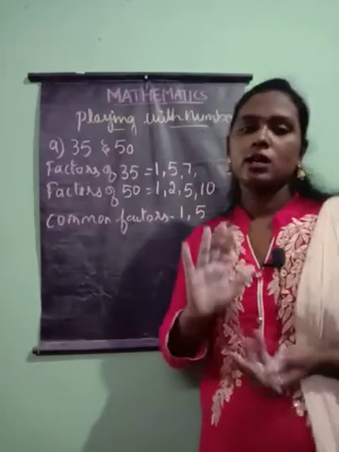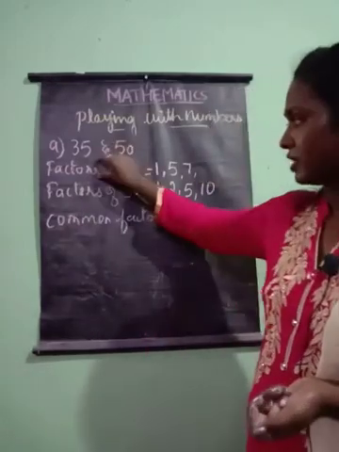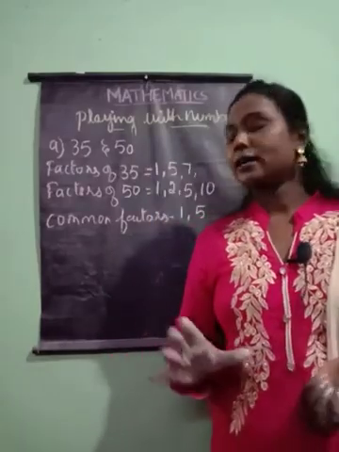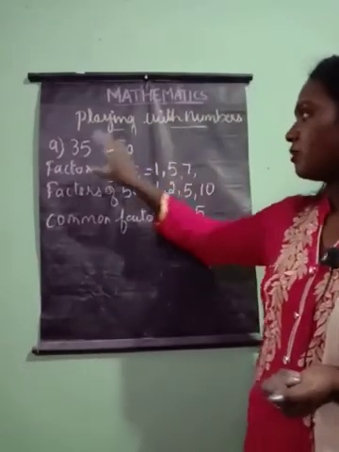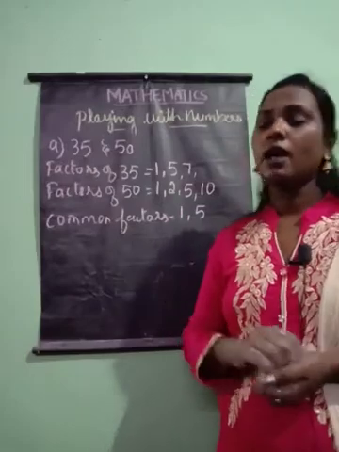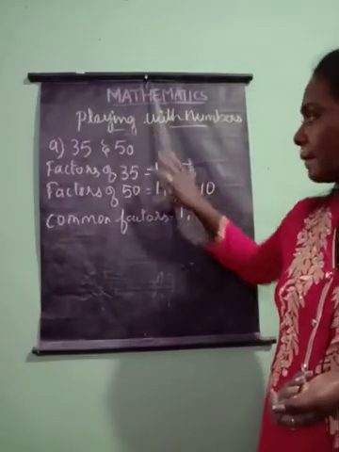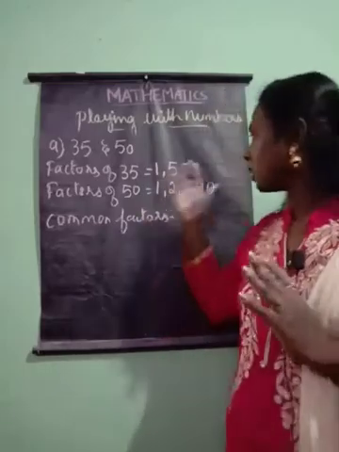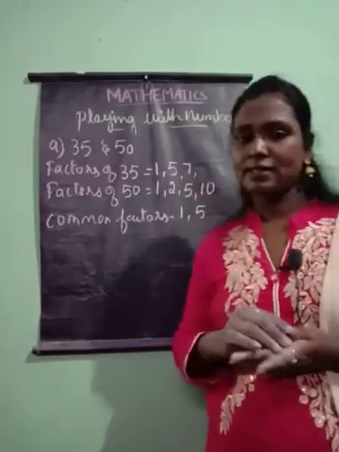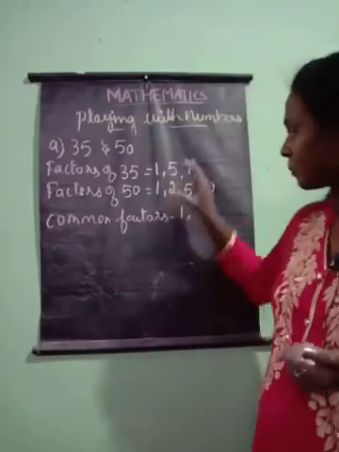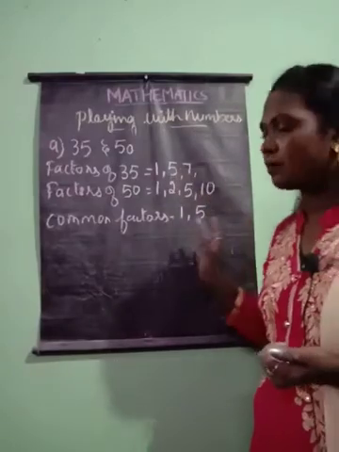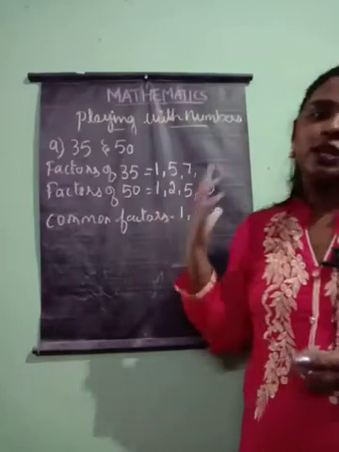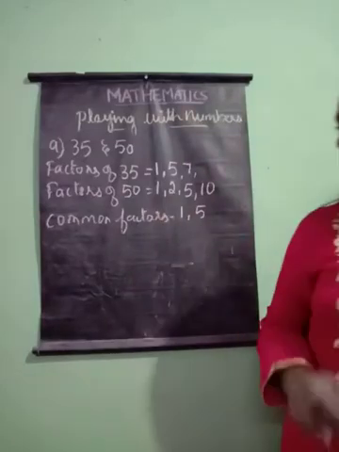So what you have to do is first write the factors of 35, whichever numbers are multiples of the given number, and next the factors of the other number, and then check both answers and write down whichever factors are present in both the numbers. So I hope you understood this problem. So let us move to our next problem.